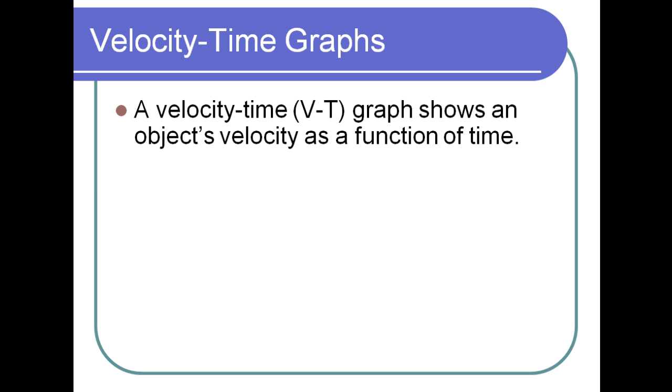A velocity versus time graph, that's the other graph we're going to talk about. It shows an object's velocity as a function of time. So a horizontal line then means constant velocity. With the position time graph, a horizontal line meant constant position. We weren't moving, it was an object at rest. Horizontal line now, on a velocity versus time graph, we are moving just at the same speed. It's like being on cruise control.